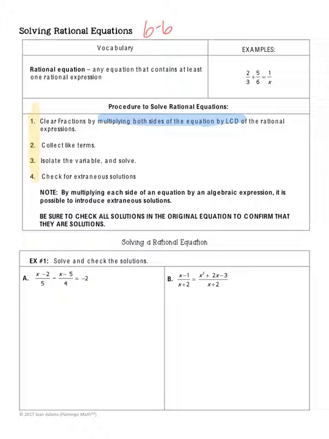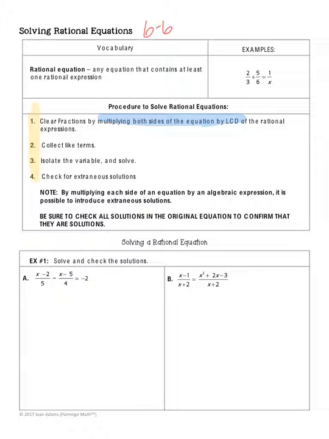Right there. And then once you do that, you should have no fractions left in the problem, and so then you'll collect like terms, move things from the right to the left, isolate the variable, get 0 on one side, and solve using all of the skills that you have developed up to this point.